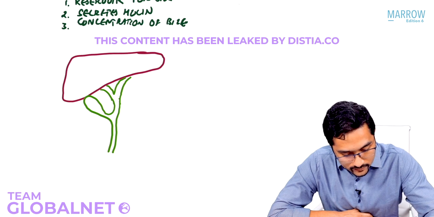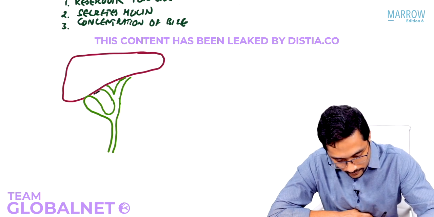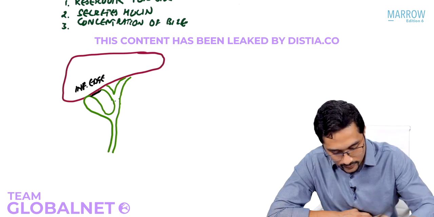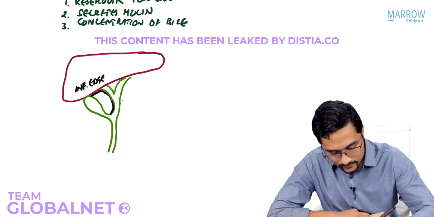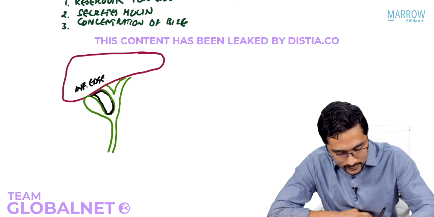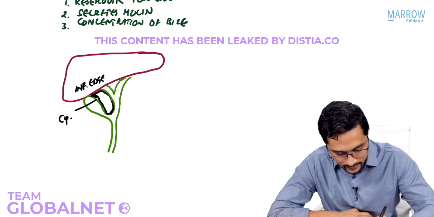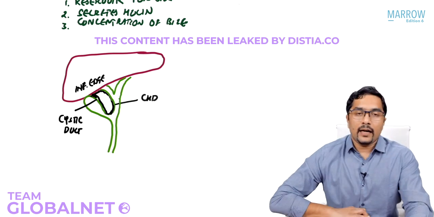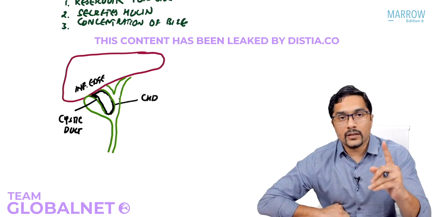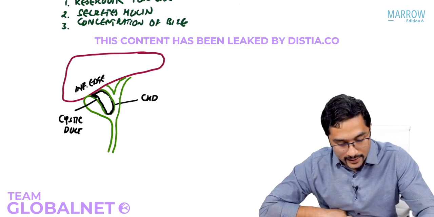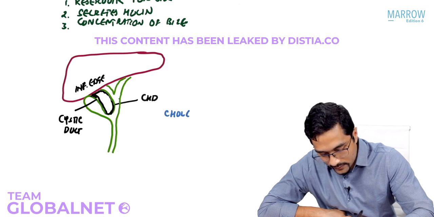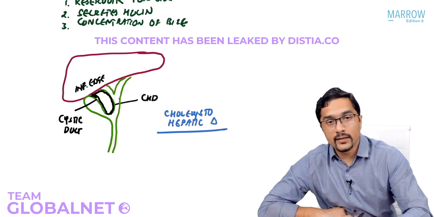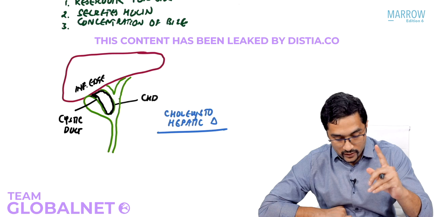So the first triangle is bounded by the inferior edge of the liver, the common hepatic duct, and the cystic duct. This is not the Calot's triangle. Mind you, that is what I want to highlight. This is known as the cholecystohepatic triangle, not the Calot's triangle.